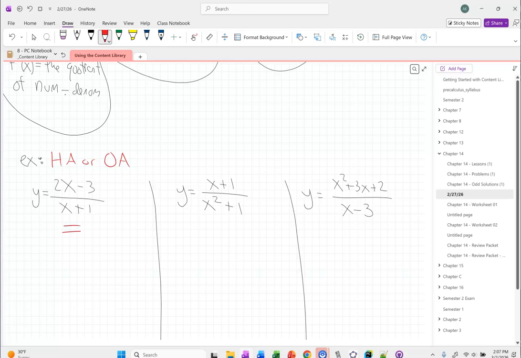I'm just going to write an equal sign there. Is everybody okay with that? The rule says that means we have a horizontal asymptote, and the equation should be y equals the leading coefficient of the numerator, which is 2, over the leading coefficient of the denominator, which is 1. So y equals 2.